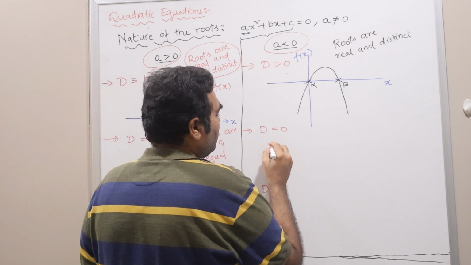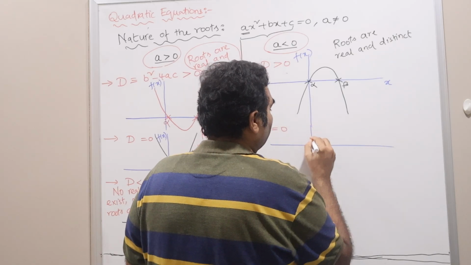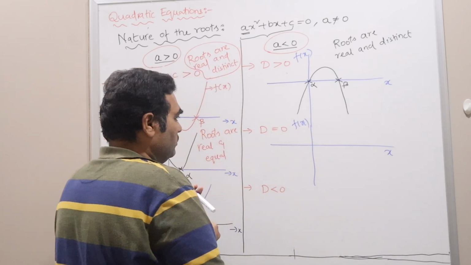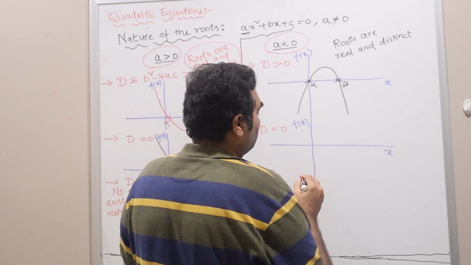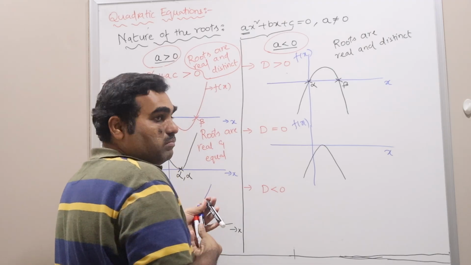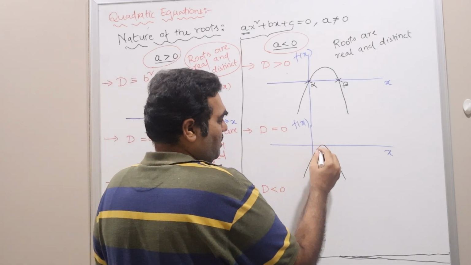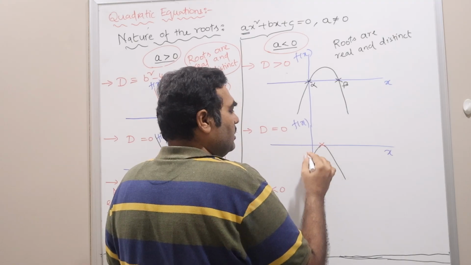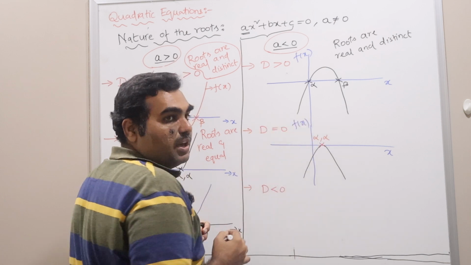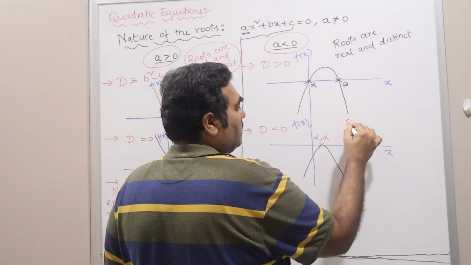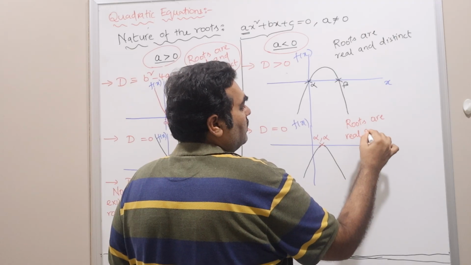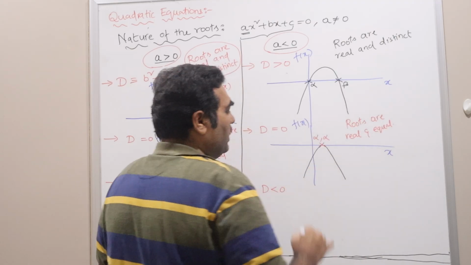Now, similarly, for d is equal to 0, so still we have intersection between f of x and x-axis, but only at one particular point. So we can say there are real roots, alpha and alpha repeated. Okay, so I can write that roots are real and equal.